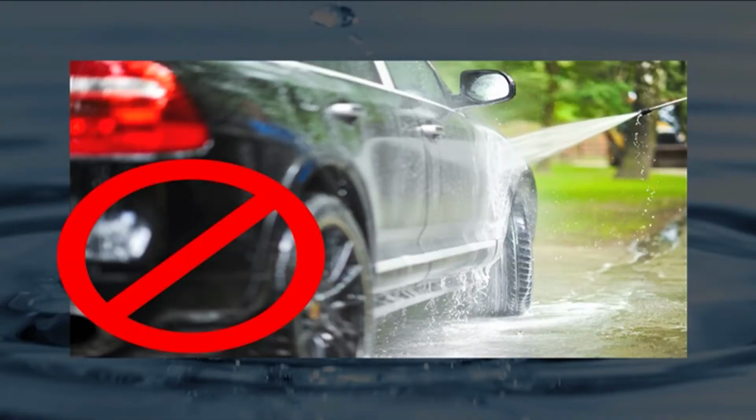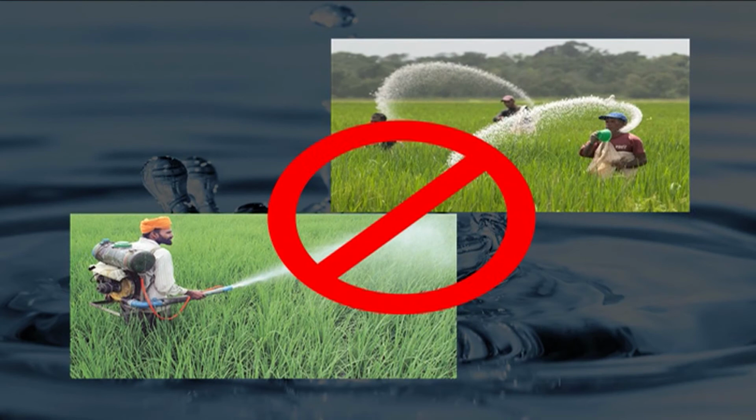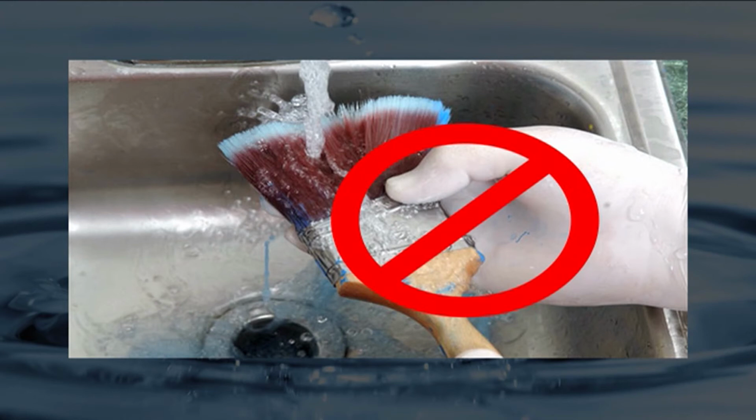Wash your car far away from any stormwater drains. Do not throw trash, chemicals or solvents into the sewer drains. Avoid using pesticides and fertilizers that can run off into the water systems. Use non-toxic cleaning materials. Clean up oil and other liquid spills with kitty litter and sweep them up. Don't wash paintbrushes in the sink.